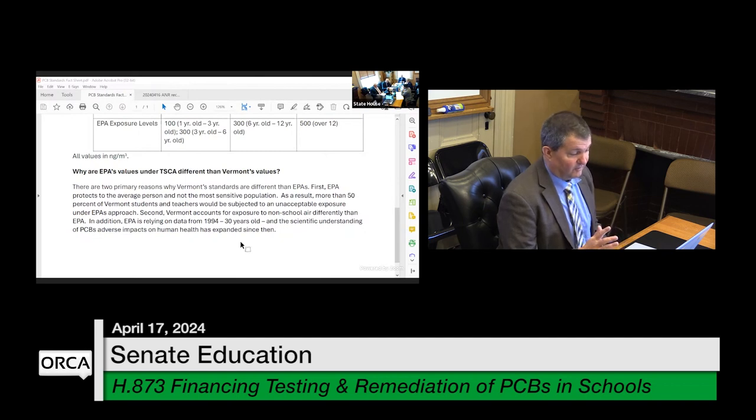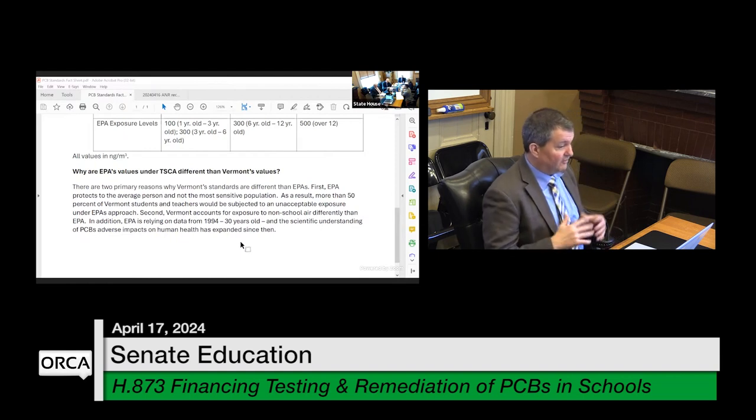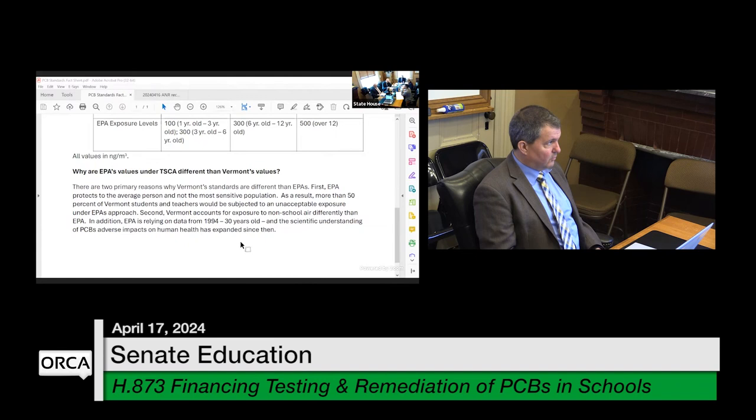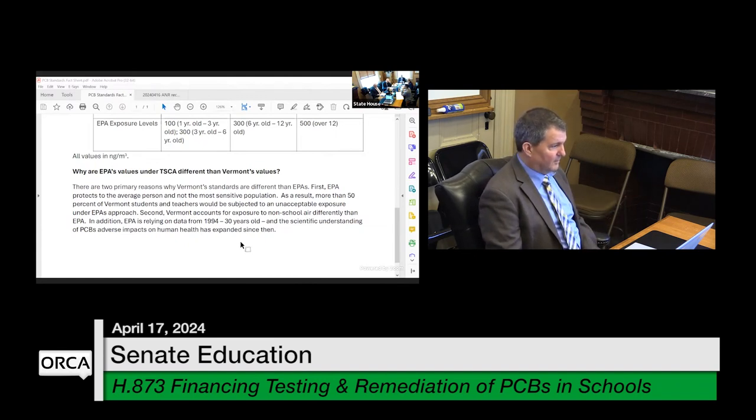And then the last factor is that EPA is relying on 30-year-old data when they establish the values that you see at the EPA exposure levels. And most of the data that we use is more up-to-date. So I'm happy to expand on this, but again, I think these are the questions that were asked last time, and I wanted to try and get something hopefully succinct.